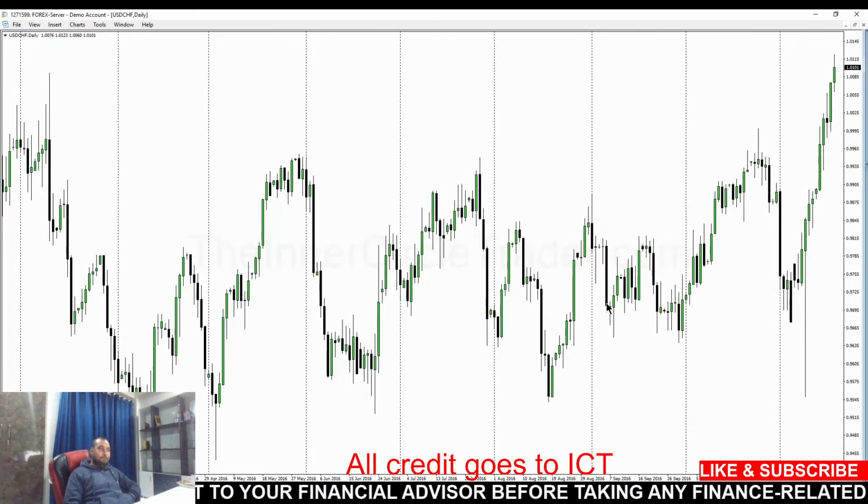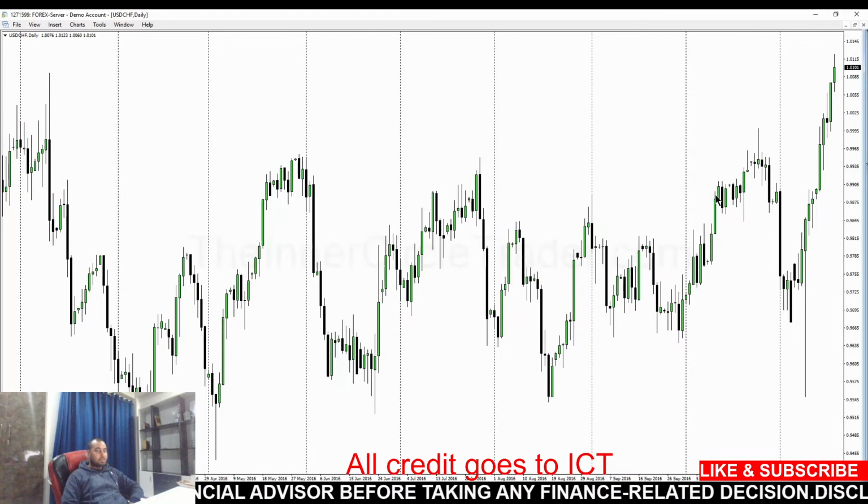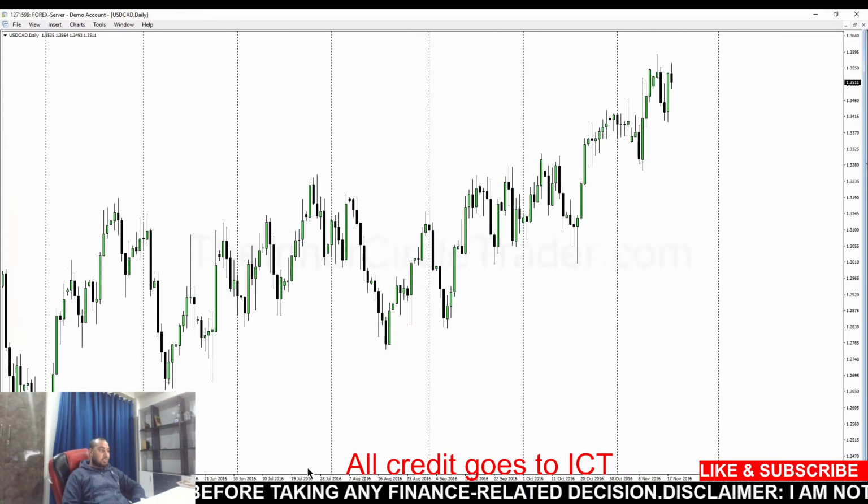Here's September, this month here. First week of September, it rallies. Last week of September, it rallies. So we see that same effect appearing in that dollar pair. Let's take a look at the dollar CAD. Here's September, the first week of September, it rallies, and the last week of September, it rallies again as well.